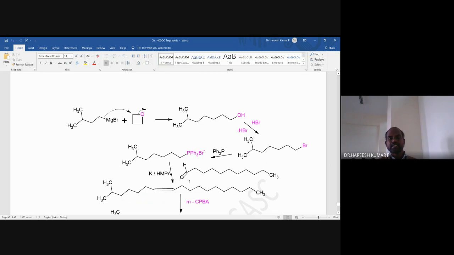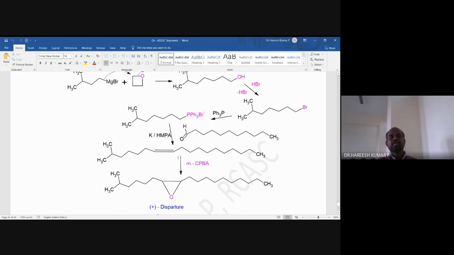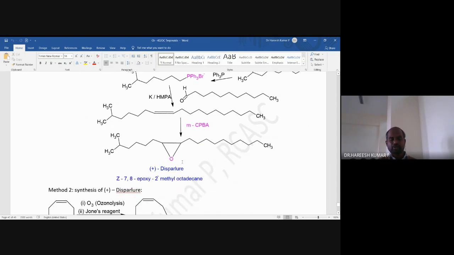This halide is treated with a long chain aldehyde, giving rise to an alkene. This alkene, subjected to oxidation with perchlorobenzoic acid, you will get Disparlure. This is about one method of preparation of Disparlure.